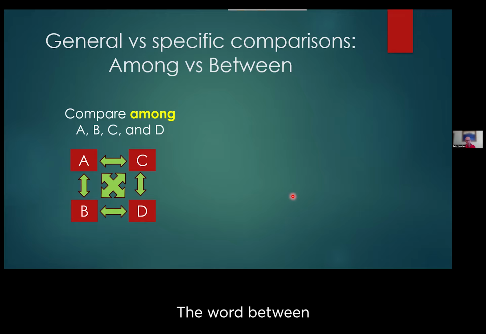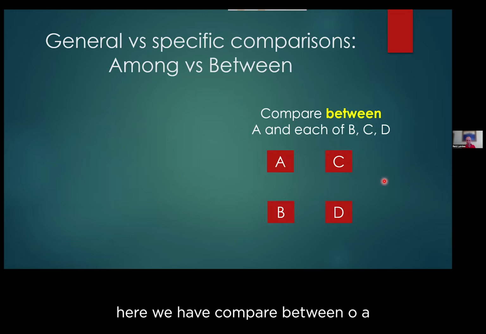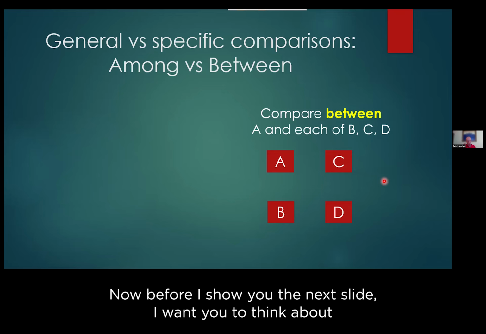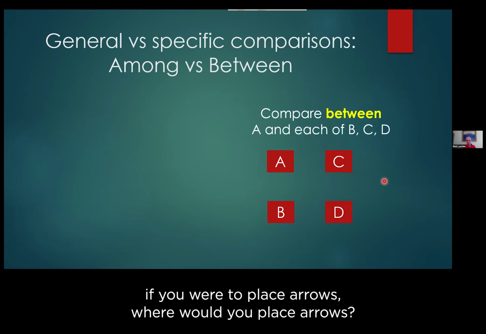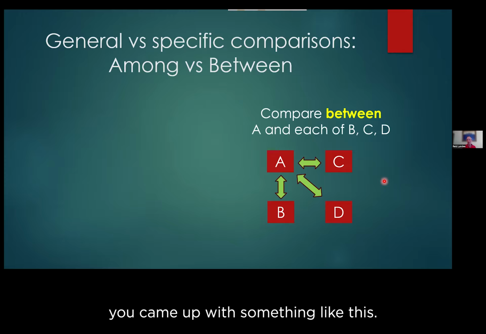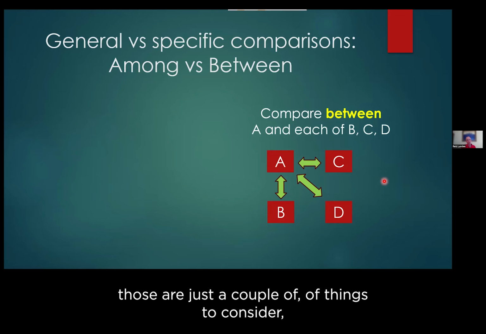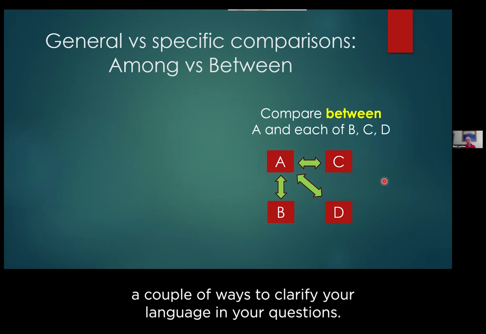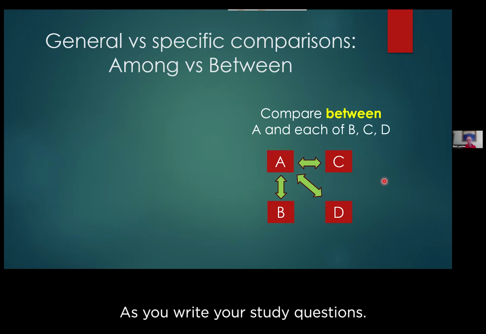The word between: here we have compare between A and each of B, C, and D. Now, before I show you the next slide, I want you to think about where you would place arrows. Compare between A and each of B, C, and D. Hopefully, you came up with something like this. And this is a more clear phrasing of the comparisons that we are interested in. Those are just a couple of ways to clarify your language as you write your study questions.